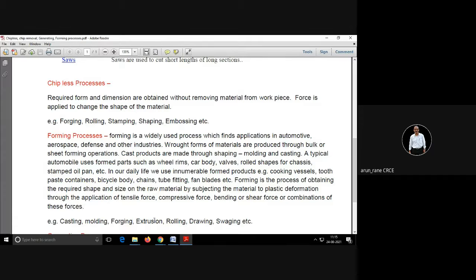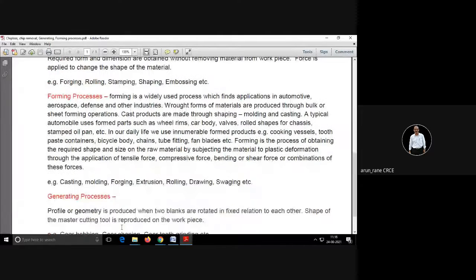Drawing, not sketching. What do you mean by drawing? A big wire, pulling. Suppose there is a 10 millimetre wire. So what is the difference between extrusion and drawing? Drawing means you pull and extrusion means you push. Extrusion means pushing, and drawing means pulling. And then swaging is done, it's one of the types of forging operation. Okay.